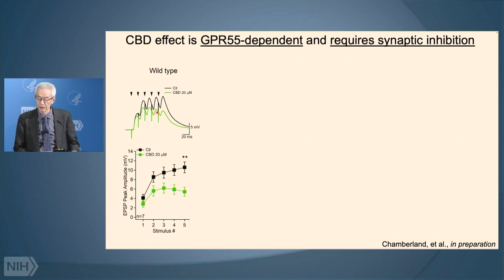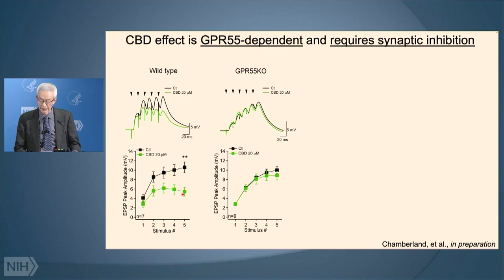In response to CBD, the net depolarization is strongly decreased, consistent with the lowering of the number of action potentials. And this is group data showing the same thing. Now, what happens if we knock out the receptor? Well, in the absence of the receptor, this effect is completely gone.